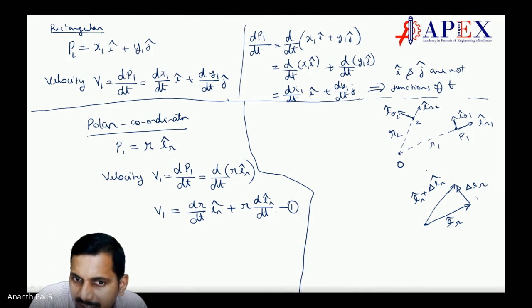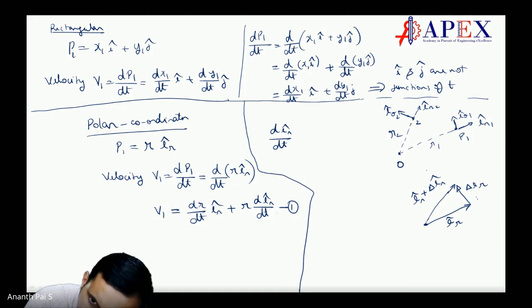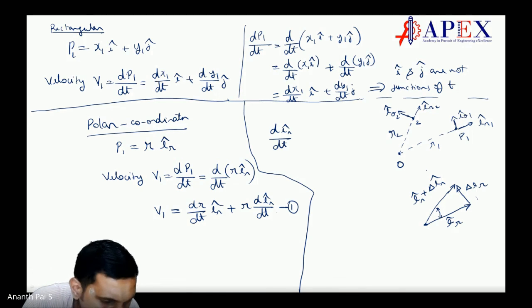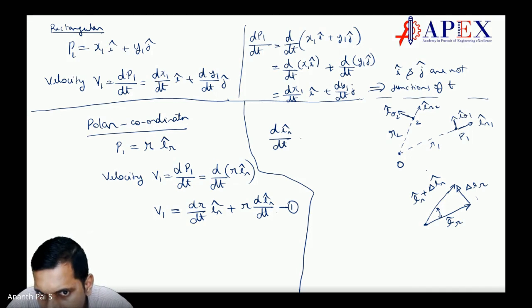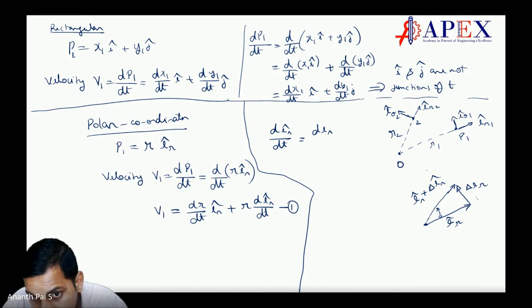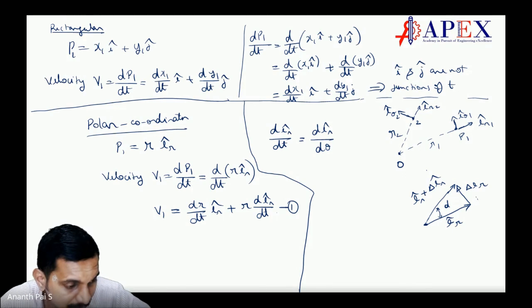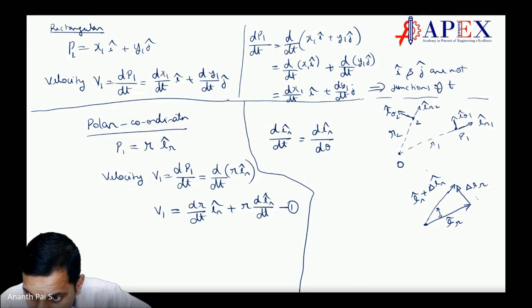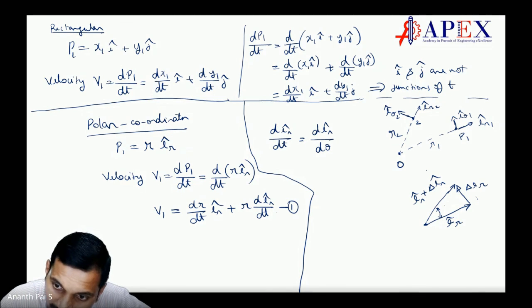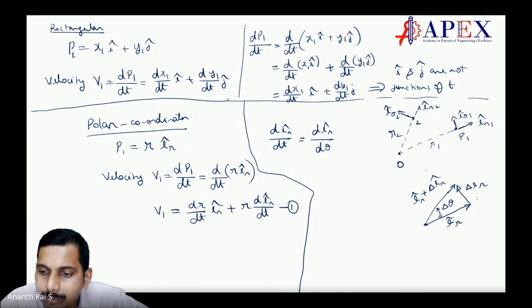So now, if I consider der by dt, I can write it as der by d theta. Let me use an angle delta theta, the angle here. It has moved by an angle delta theta.